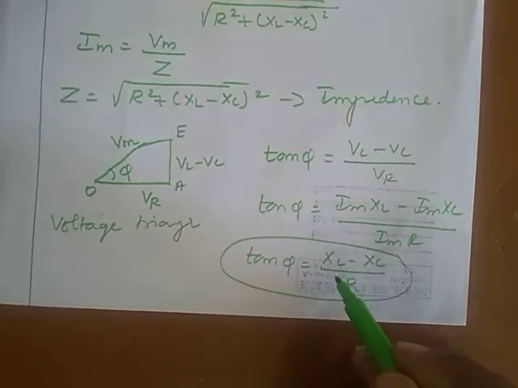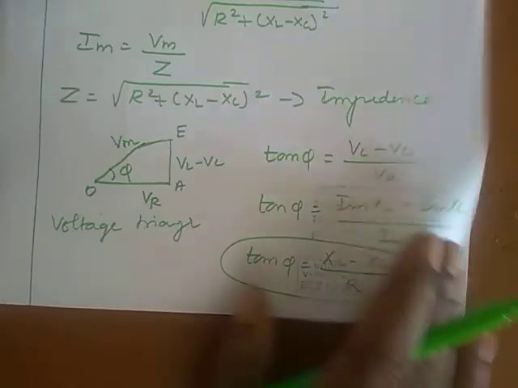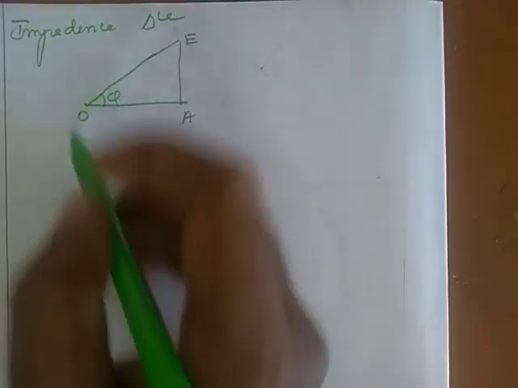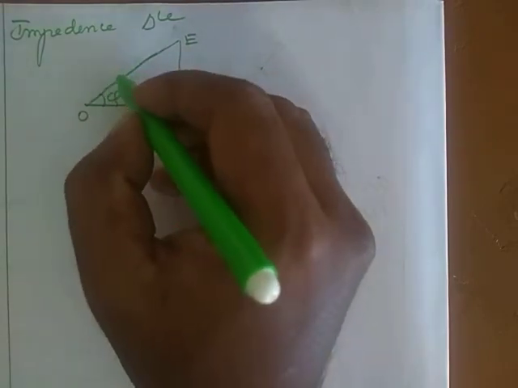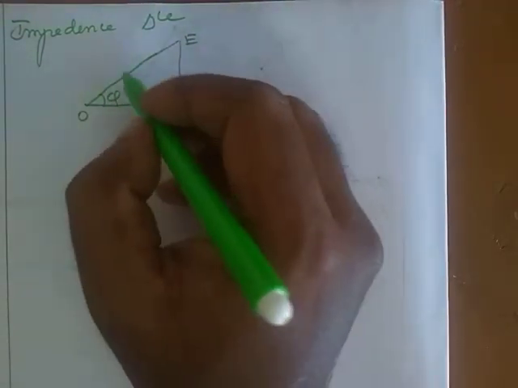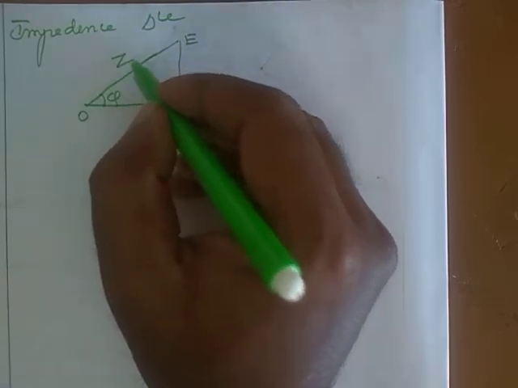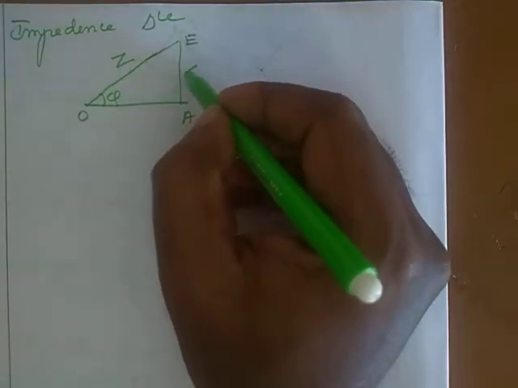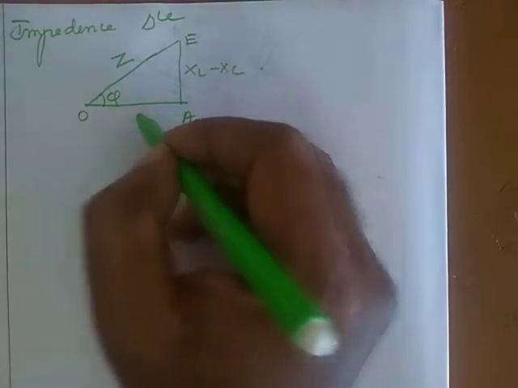We can also find this value with the help of the impedance triangle. Here we know this is Vm, or we can write this as Z. This side is XL minus XC, and this one is R.